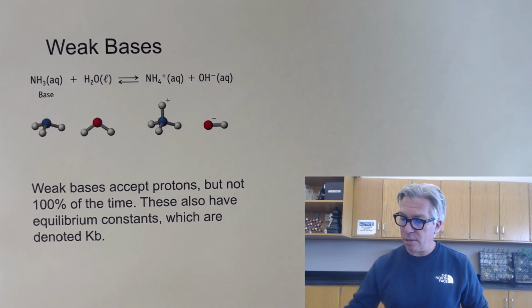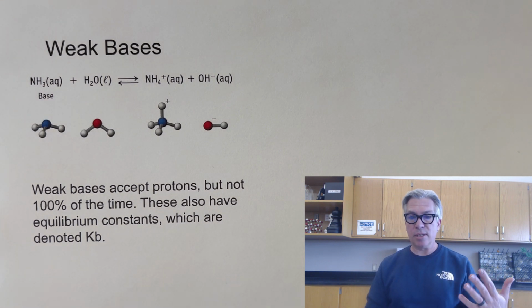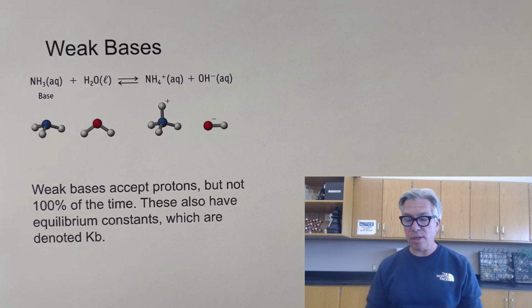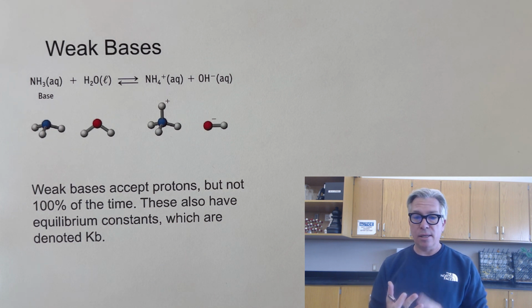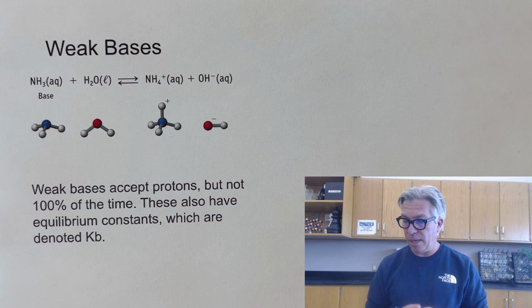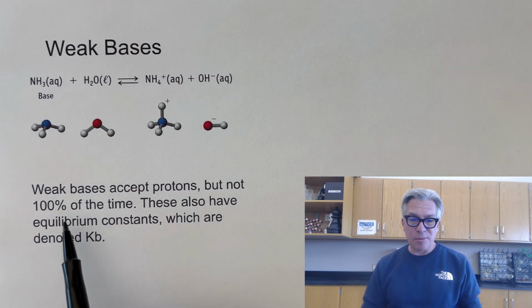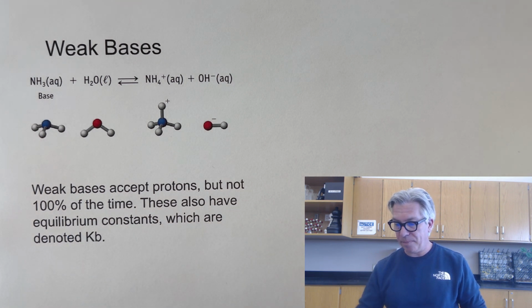All right, let's talk about bases for a moment. Weak bases accept protons. That's what the Bronsted-Lowry definition says. And some are strong bases. They'll accept all the protons they can. And there's a short list of strong bases. Those are the alkali metal hydroxides, sodium hydroxide, lithium hydroxide, potassium hydroxide, and even including barium hydroxide in some charts, because that's a fairly strong base. All the other bases are weak, and they accept protons, but not 100% of the time. These also have equilibrium constants, which are denoted Kb.